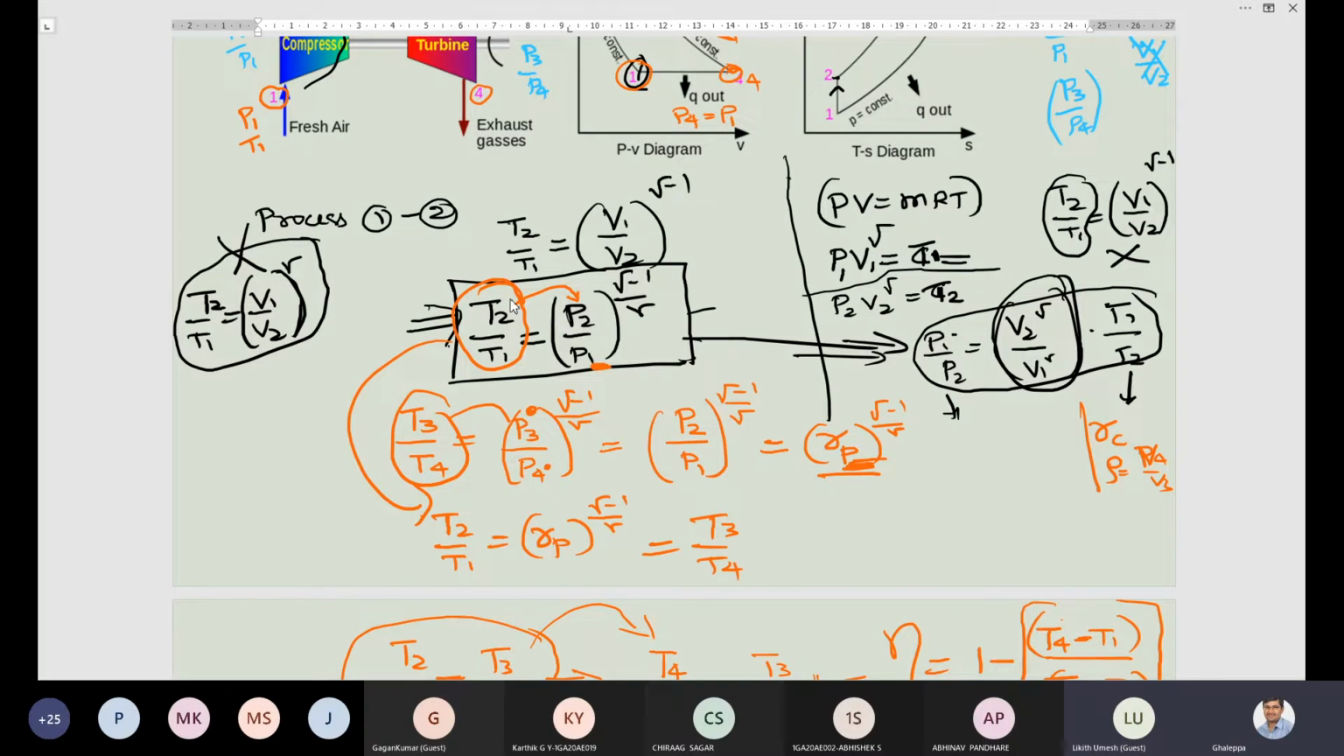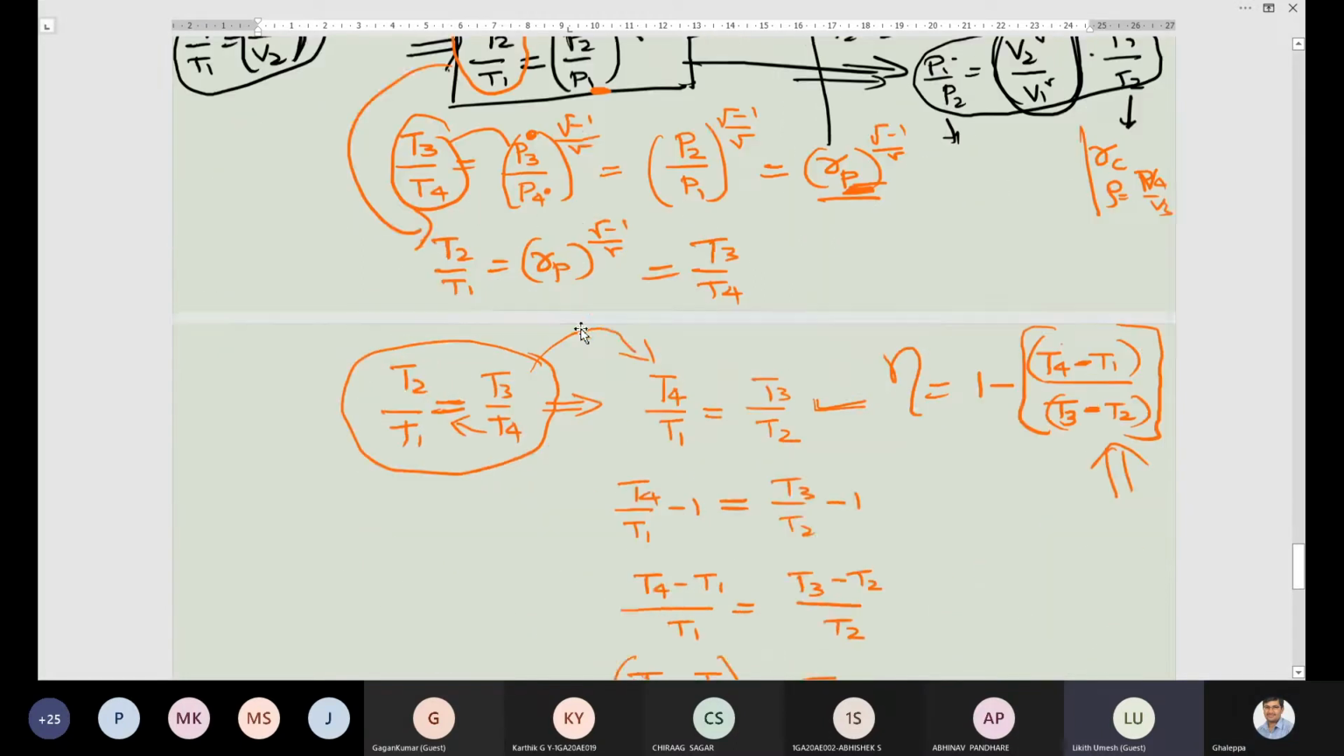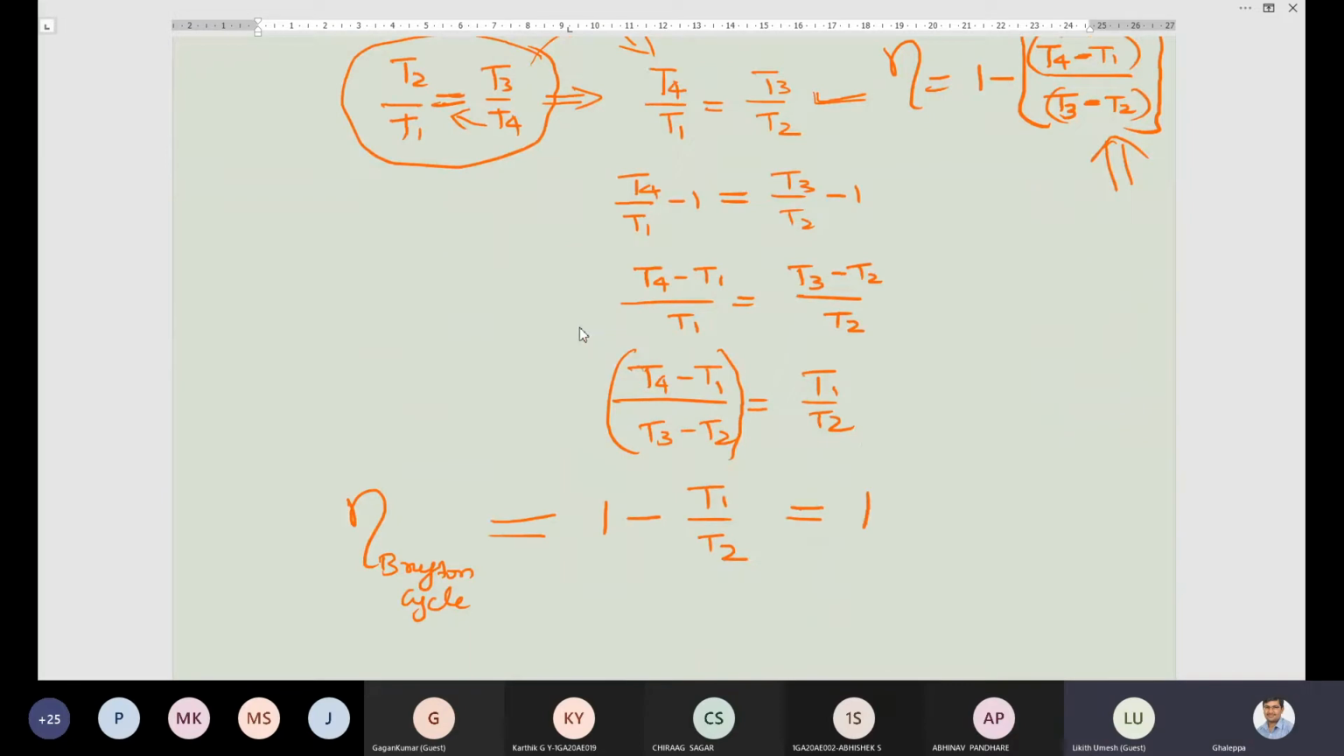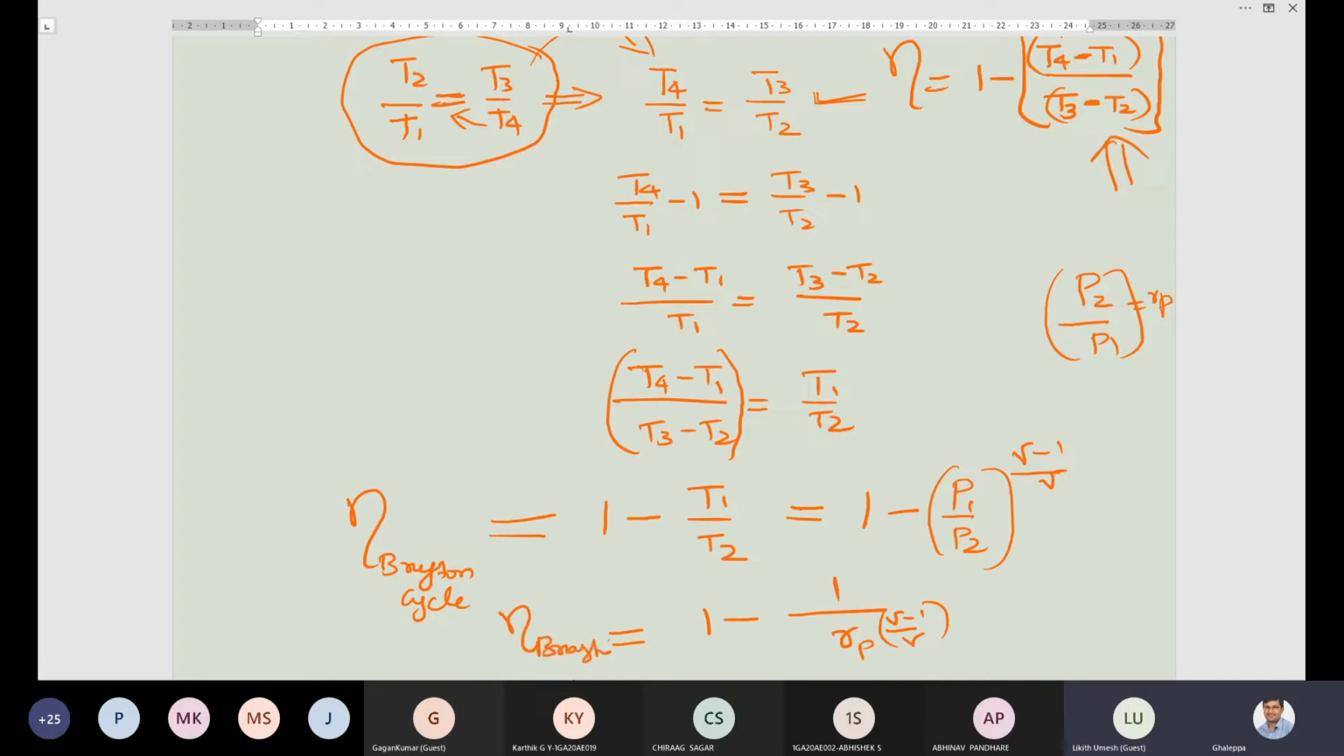So same equation, I will write it here. So 1 minus P1 by P2 to the power of gamma minus 1 by gamma. Or else simplify the equation, you will get 1 minus 1 divided by, P1 you take in the denominator because pressure ratio is P2 by P1. P2 by P1 is pressure ratio. So pressure ratio to the power of gamma minus 1 by gamma. So this is an expression for Brayton cycle.